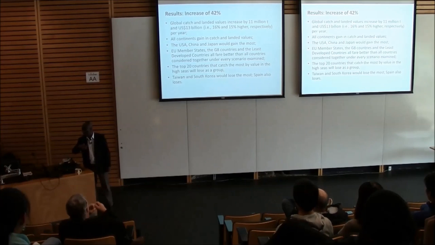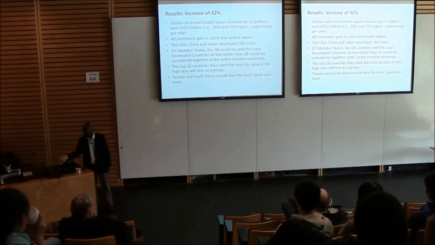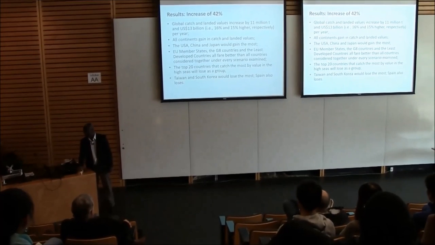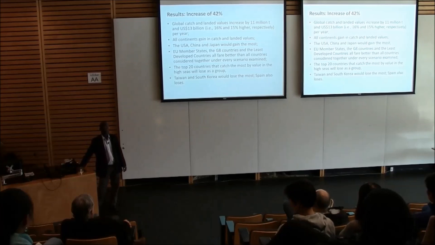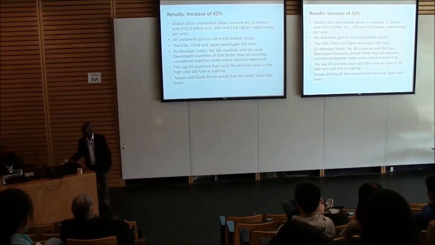But essentially, at the 42, like I showed you, all continents will make more catches, more money. 60%, 50%. All continents fine. US, China, and Japan will actually be on the plus side. EU members, so it's really looking good if this is proven to be right. And this is just the beginning of the cost analysis. And then Taiwan and South Korea will lose in every scenario. And so these are countries that the world will have to find a way to get on board.